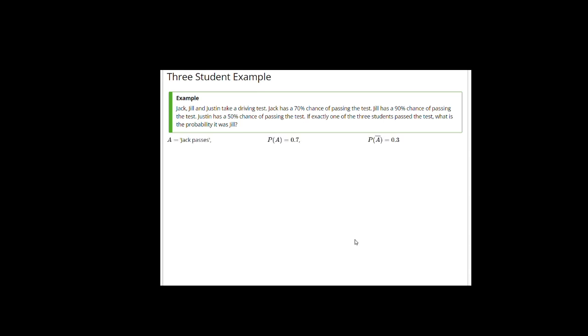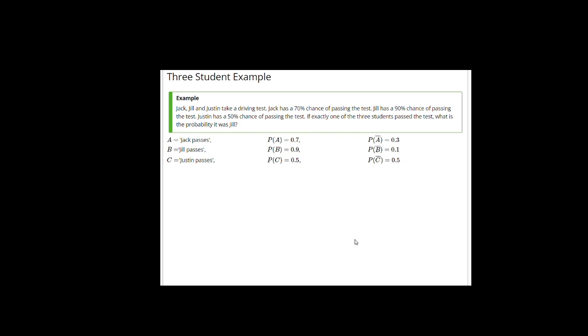There are 3 events of interest here. One, that Jack passes. Let's call that event A. The probability of A is 0.7, and the probability that he fails, the probability of A complement, is 0.3. B is the event that Jill passes. P of B is 0.9, P of B complement, 0.1. C is the event that Justin passes, and the probability of C is 0.5. The probability of C complement, also 0.5.